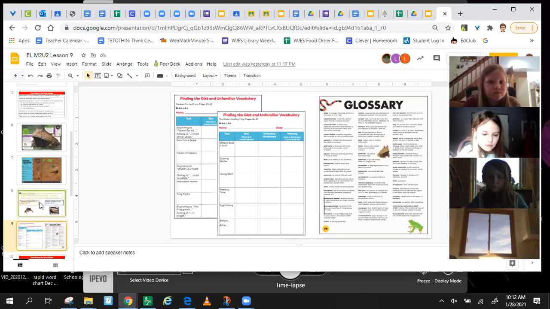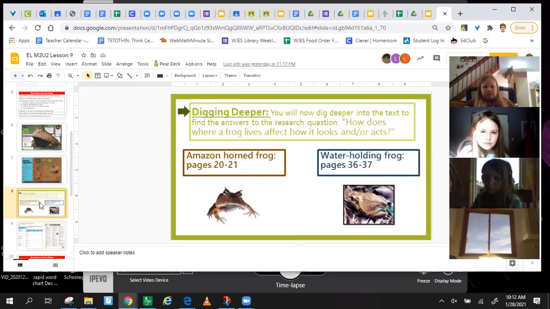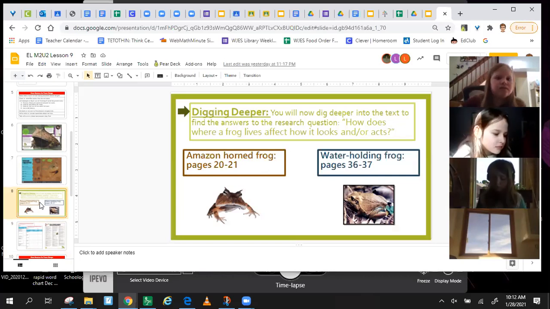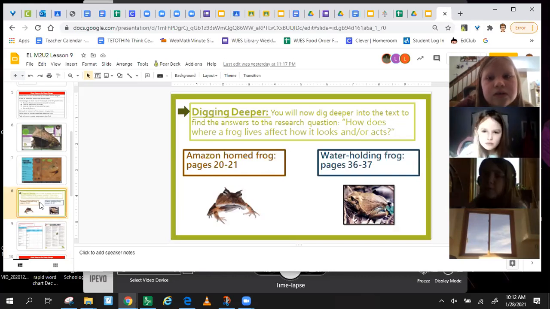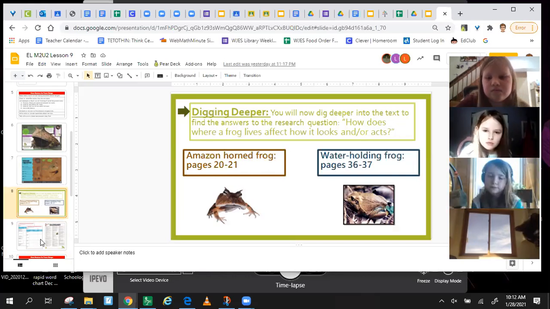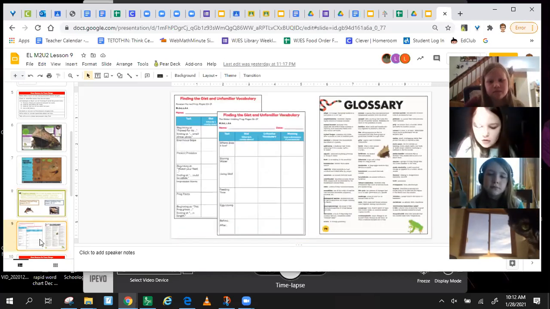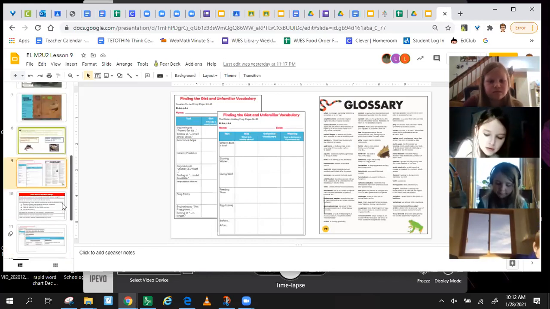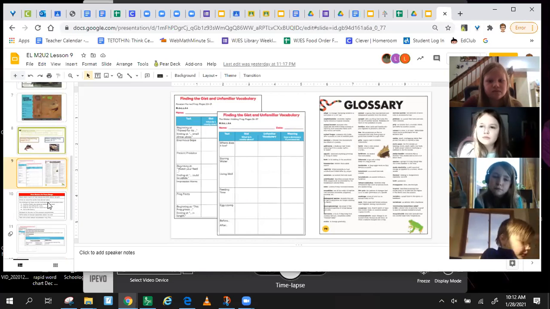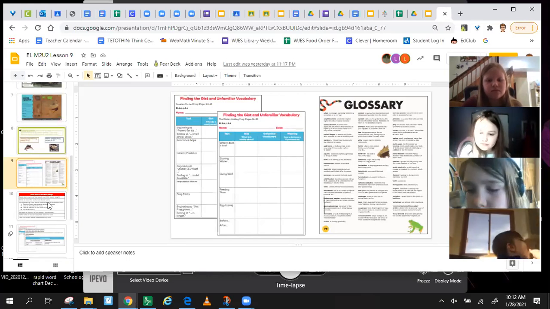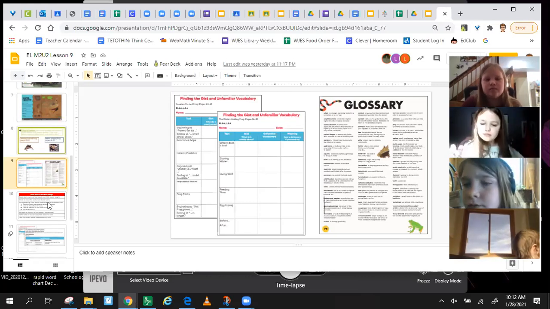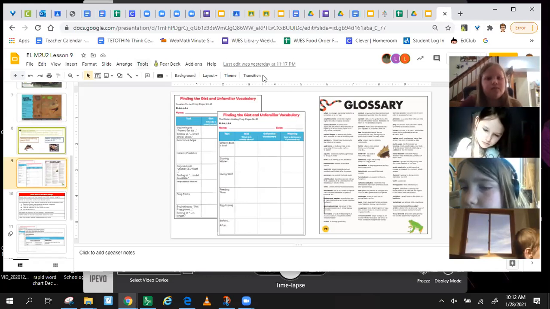So what's going to happen here is you are going to dig deeper into this question: how does where a frog lives affect how it looks or acts? Pages 20 to 21 are going to be the Amazon horn frog. Pages 36 and 37 are the water holding frog. You are going to work on the page that you're assigned, and I'll make sure you know which ones they are in the workbook. I'm looking at the clock, because we have to exchange information with our other person. So I'm probably going to give about 15 minutes, but I'm going to see how it goes.